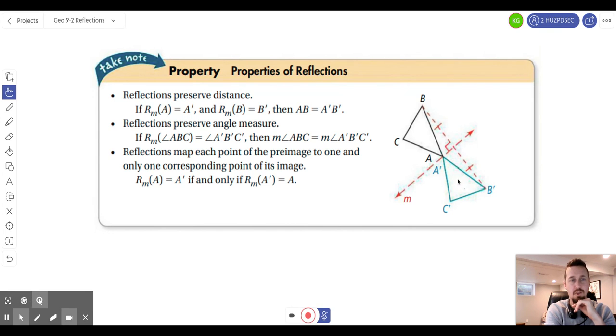A reflected image will have all the same angles. So if you wrote out the measure of the angles at A, B, and C in these two triangles, those would be the same measurements for the angles on the other side. And they map with one-to-one correspondence. C goes to C prime, A goes to A prime. In this case, interestingly, A and A prime happen to be the same because A is on the line of reflection.